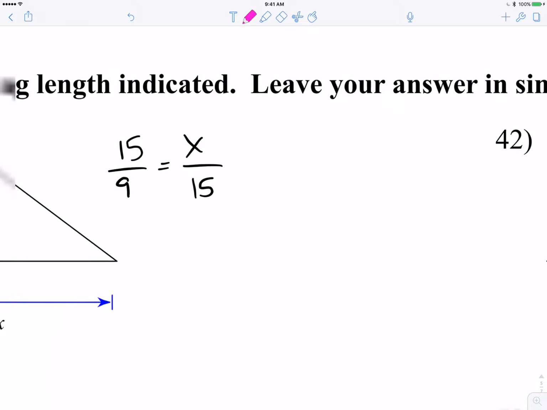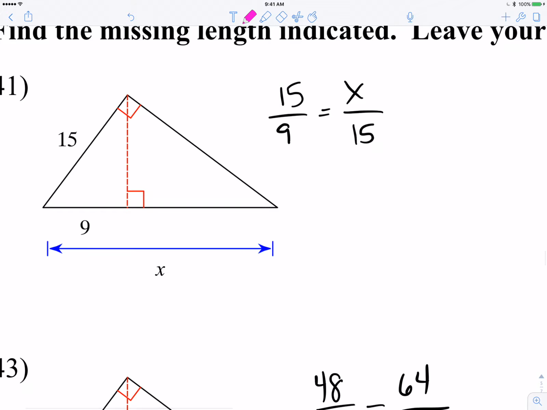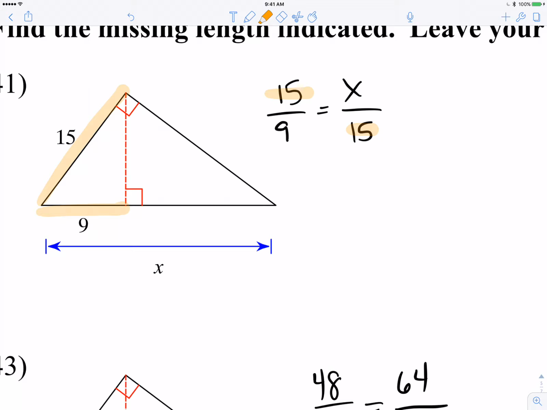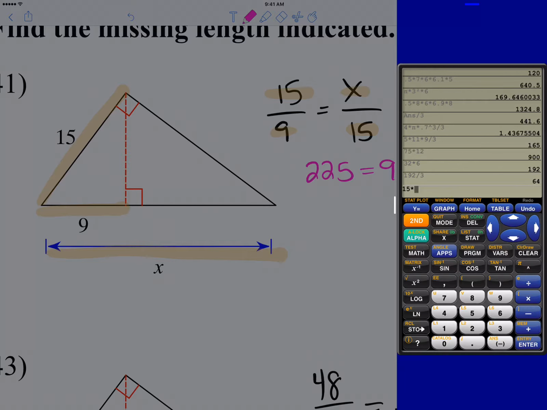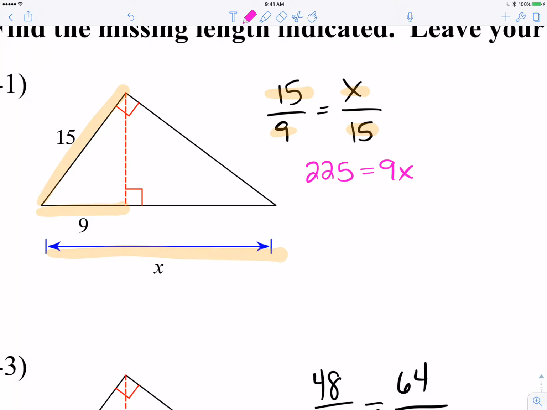Alright, geometric mean problems now. The leg is the geometric mean of the part of the hypotenuse closest to it and the entire hypotenuse. So 9 and x. Cross multiply to solve. You get 225 equals 9x. And then divide by 9 to get x by itself, and you get 25.